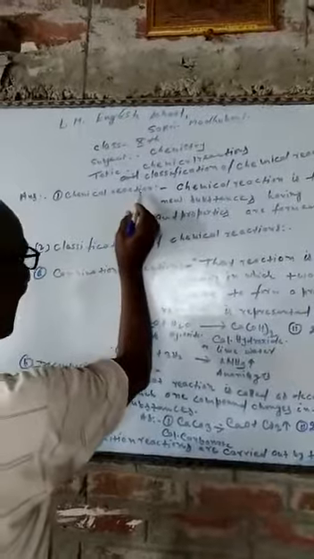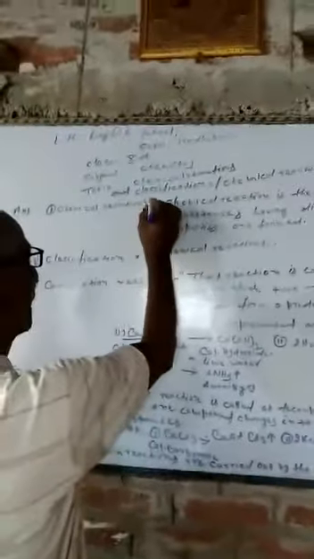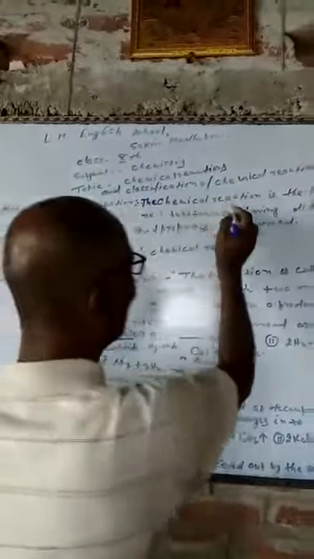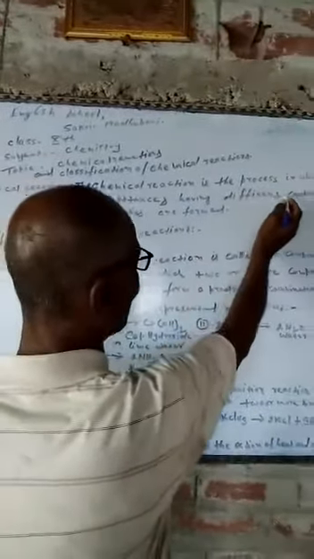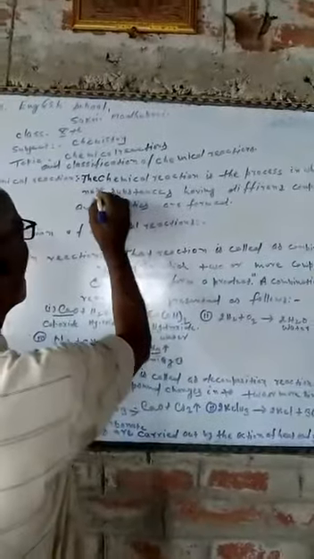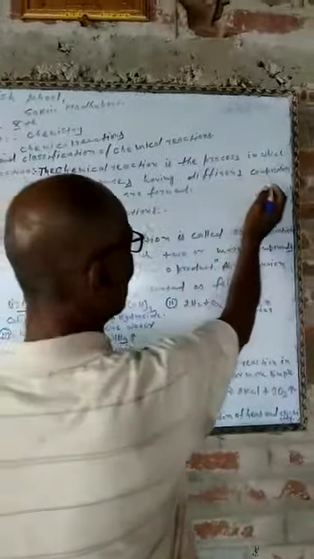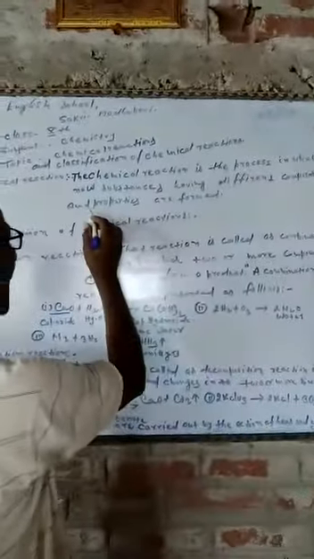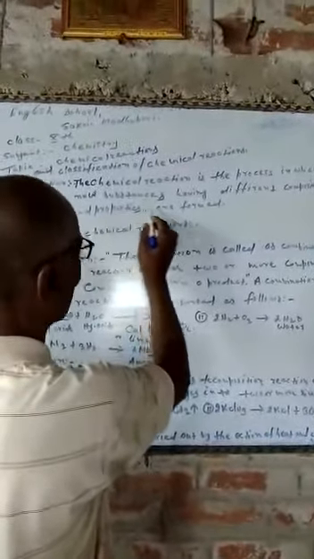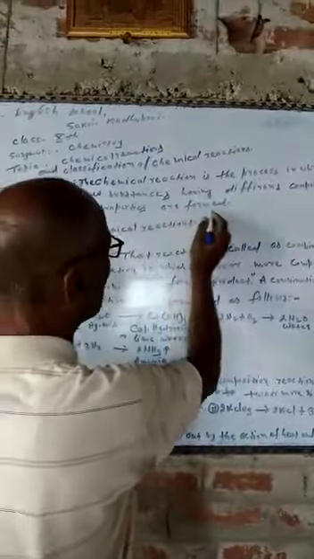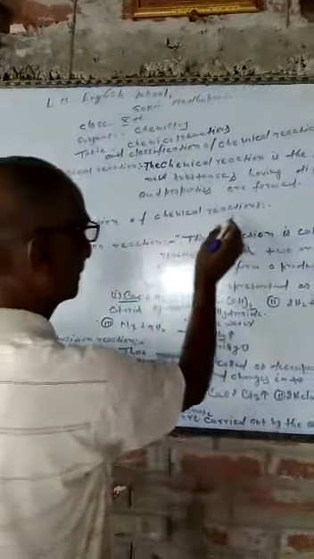First, chemical reaction. The chemical reaction is the process in which new substances having different composition and properties are formed. Number 2, classification of chemical reactions.